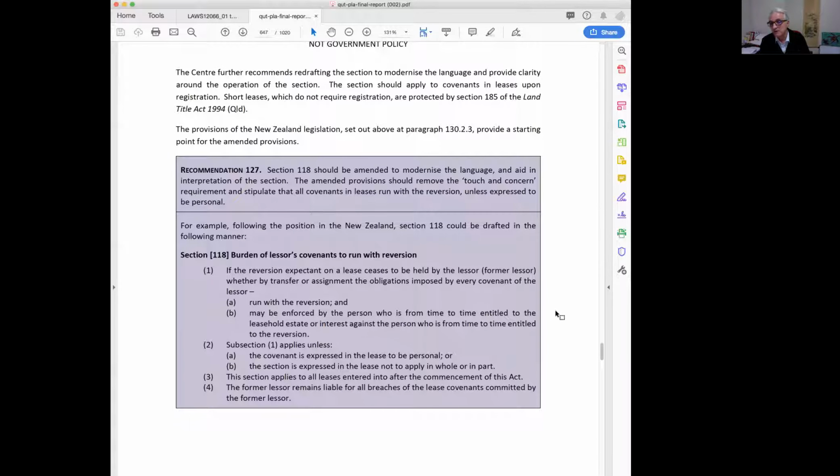And to aid in interpretation of this section, the amended provision should remove the touch and concern requirement and stipulate that all covenants in leases run with the reversion unless expressed to be personal. So, clarification, modernisation of language, and all covenants will run except if it is specified to be personal. But again, these are reform proposals. They don't constitute the law at the moment.